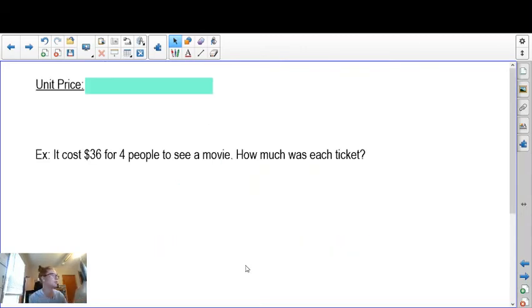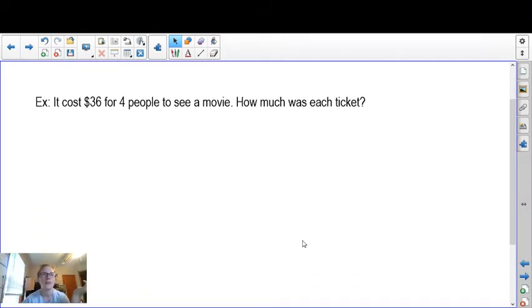Woohoo, definition, unit price. The unit price is the cost per unit or single item. So let's go ahead and work through this example. It costs $36 for 4 people to see a movie. How much was each ticket?